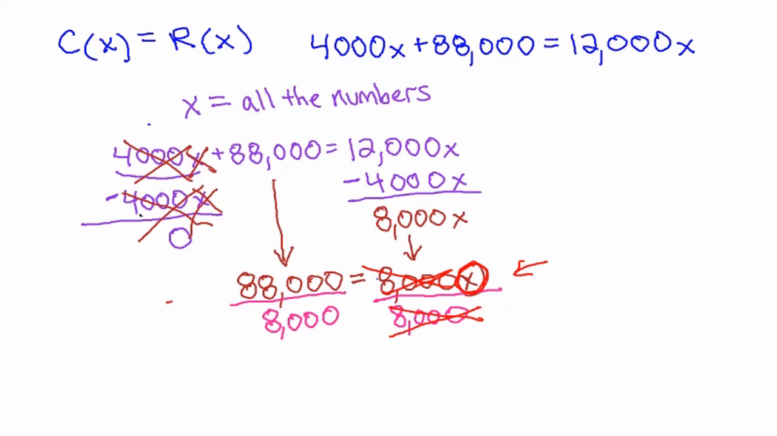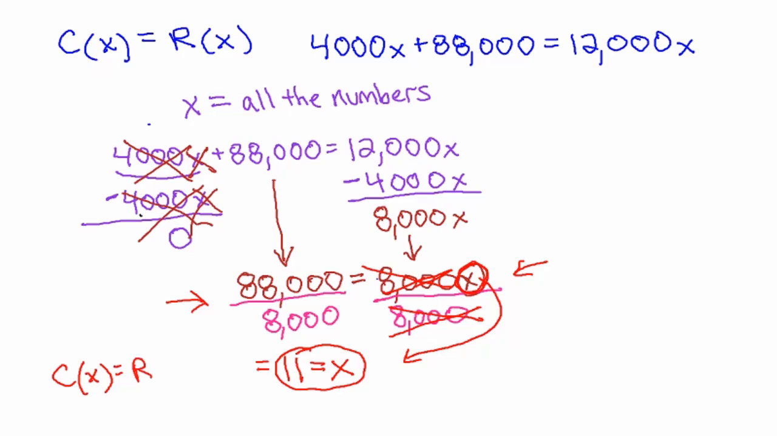And then on the other side of the equal sign, if we divide 88,000 by 8,000, that's going to equal 11. And we bring this x down here, so 11 equals x. So you're going to need to make 11 products in order for this function of C to be equal to the function of R. X needs to be 11.